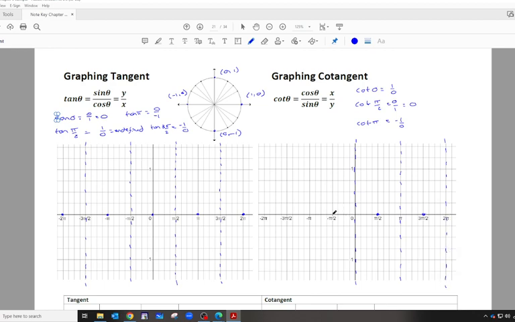At -pi by 2, I have an x-intercept. At -pi, I have an asymptote. At -3 pi by 2, I have an x-intercept, and at -2 pi, I have an asymptote. So this is setting up the framework for these two graphs. And so what I want to look at next is, well, how do I sketch this?